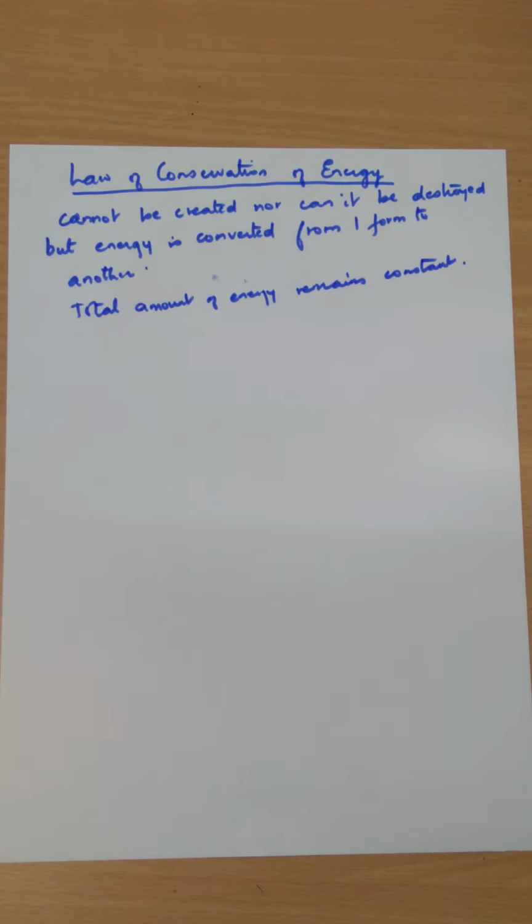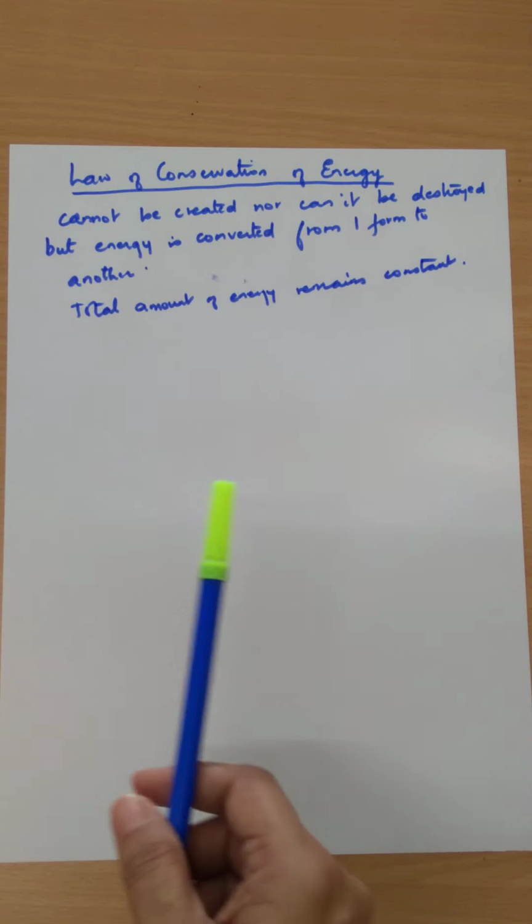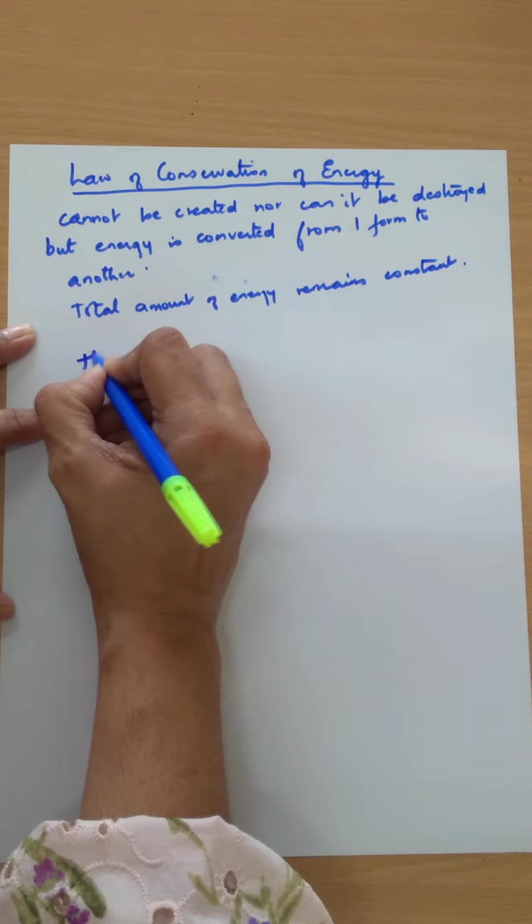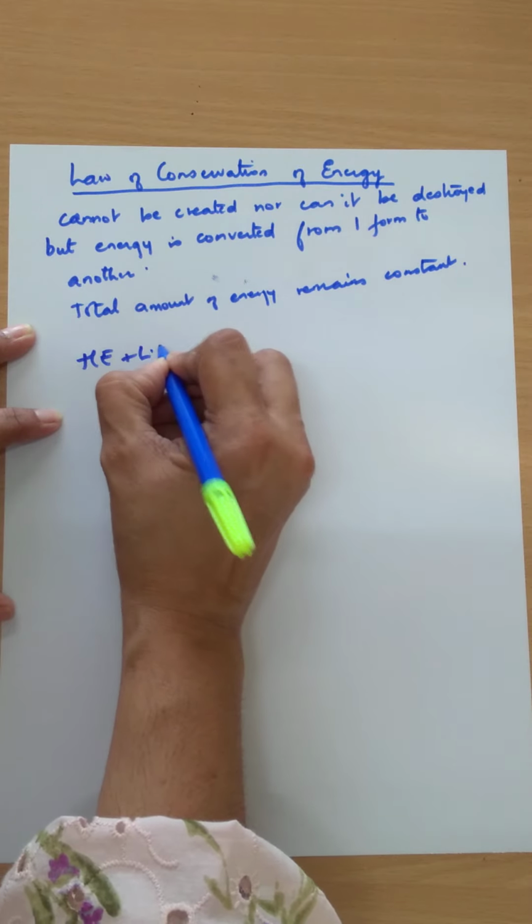Is that clear? So this is very, very important: energy cannot be created, nor can you destroy energy, but you can change energy, you can convert energy from one form to the other. For example, the sun gives us energy in the form of heat and light. So we have heat energy and we have light energy.